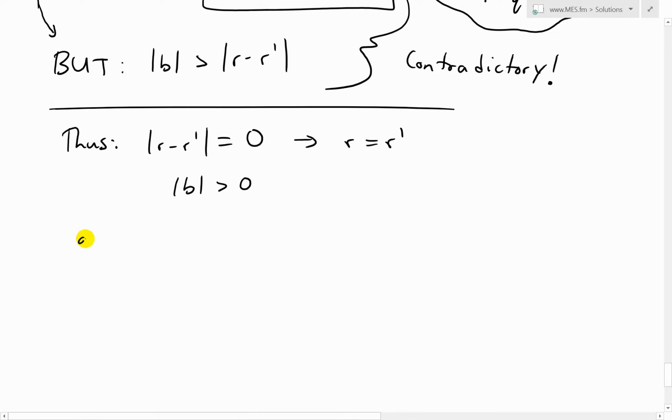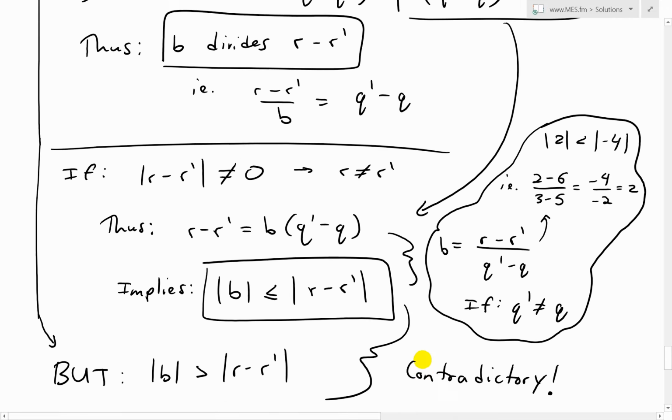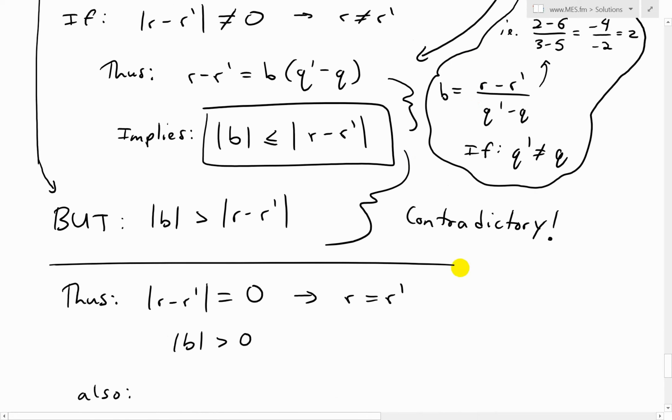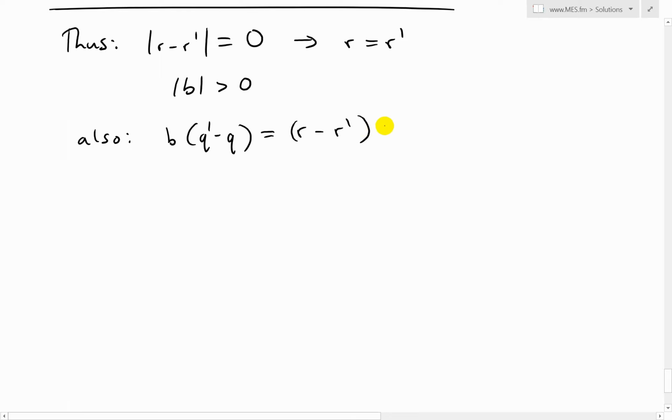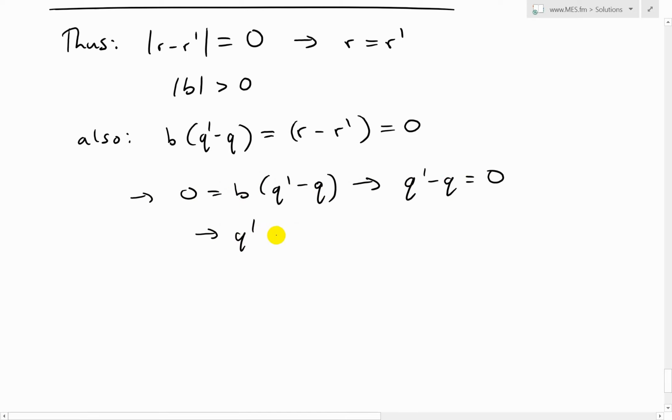And then if we also take this equation here, that part still satisfies it. So we also have b times q prime minus q equals r minus r prime. Now if this one is equal to 0, then on the other side we have 0 equals b times q prime minus q, and you can just divide b out on both sides. We get q prime minus q equals 0.